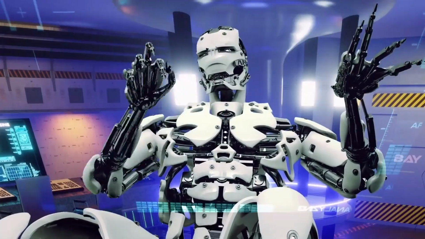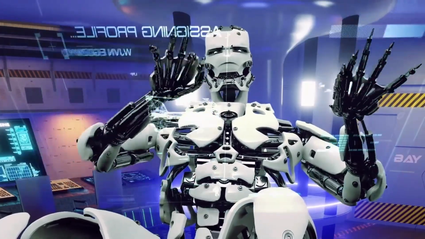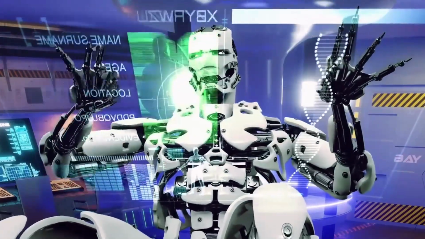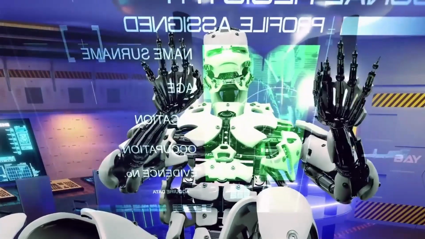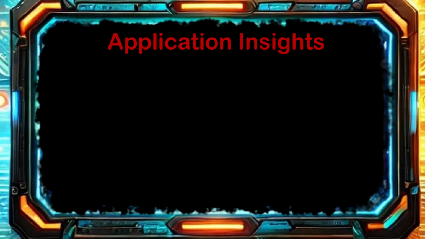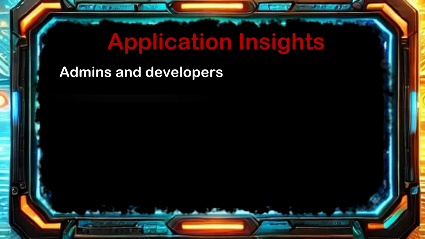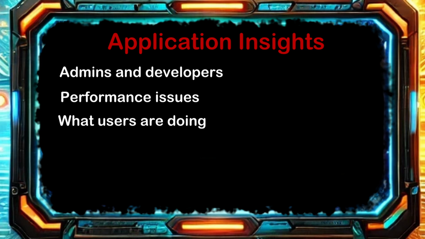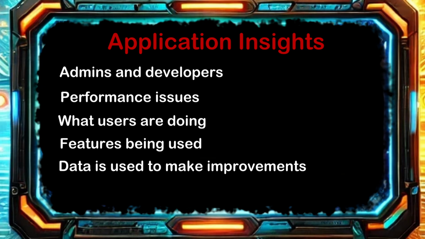Once enough data has been gathered for a resource, you can use Insights to customize large scalable visualizations of the data. Application Insights can be used by administrators and developers to automatically detect and diagnose performance issues and even track what users are using the application for or which features they use. This data can then help make improvements to the application itself.